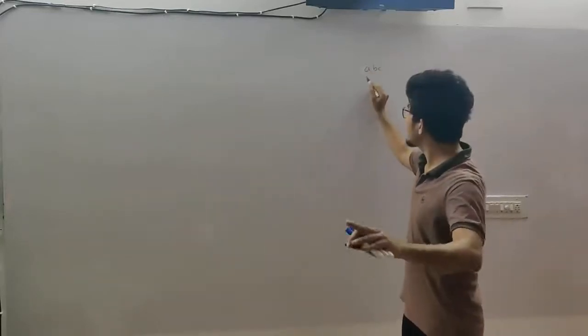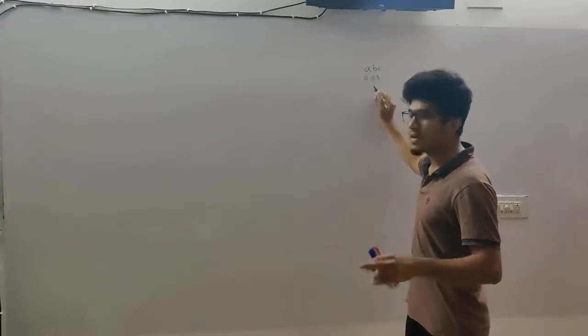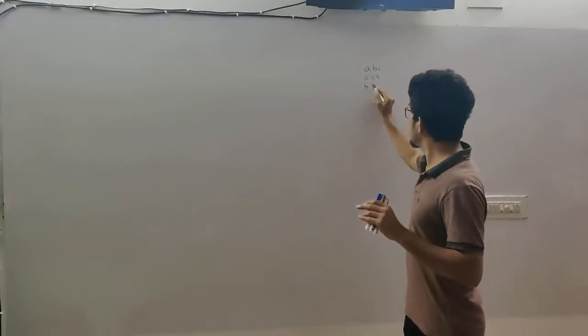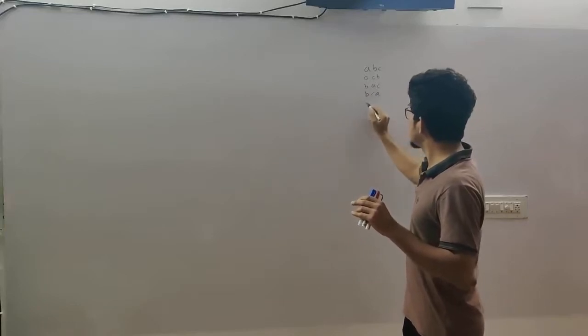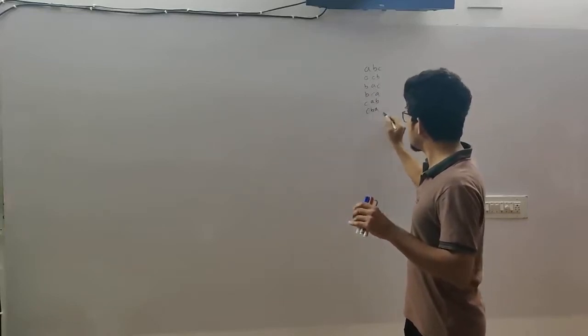With A, B is attached. Now with A, I have to attach C. Remaining is B. A, B, C, A, C, B. Then B, A, C, B, C, A. Then C, A, B, C, B, A. As you can see, what we have done just now is we have taken a string and found all the possible permutations.